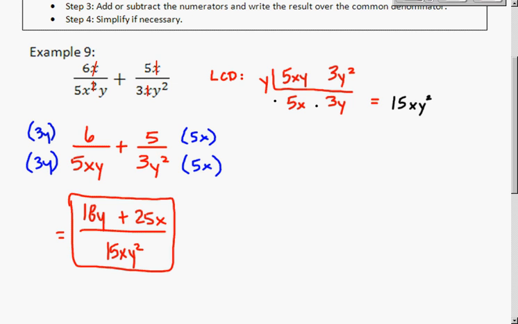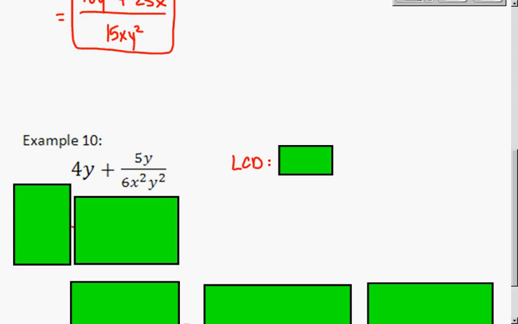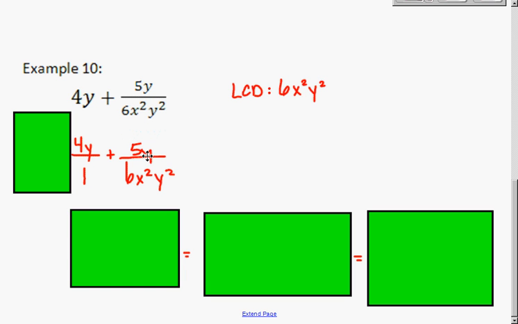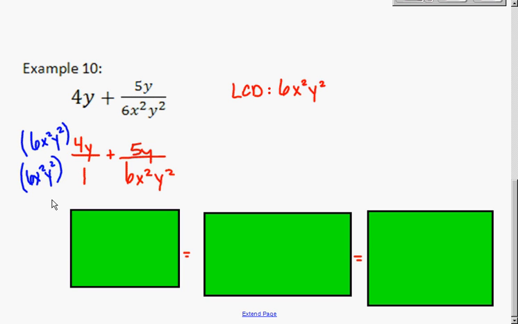At any point in this video, remember you're able to go ahead and pause if you need to catch up. So we're going to jump right down to example number 10. Example 10, we have no denominator over here. So the least common denominator is going to be 6x squared y squared. Here's that original equation. I just made this a fraction. In order to get that denominator, I need to multiply by 6x squared y squared.